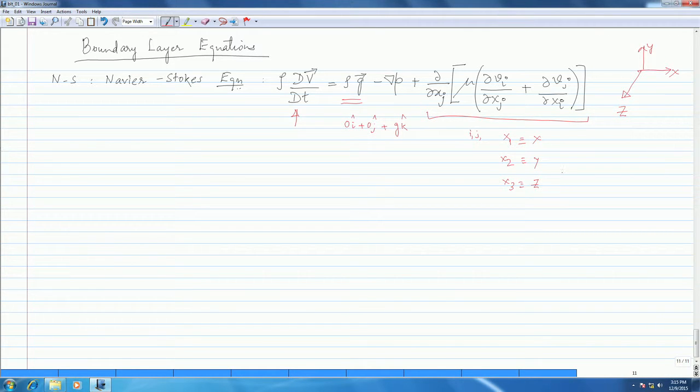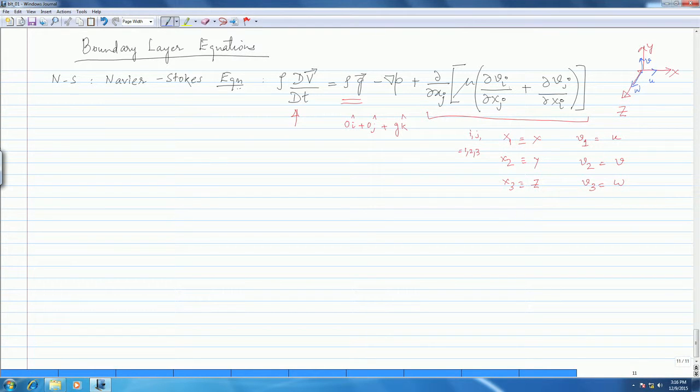And what you see here, similarly, when I say vi, it basically means u, right? So i also runs from 1 to 3. So i and j both run from 1 to 3, right? So v1 is basically u, then v2 is basically v, and v3 is basically w. So what I'm saying is that along the x component, this is x1, x2 and x3, so this is u, conventionally, this is v, and this is w, right? Makes sense?